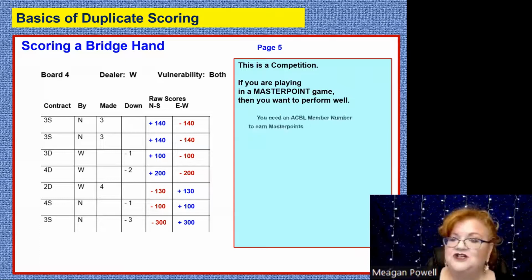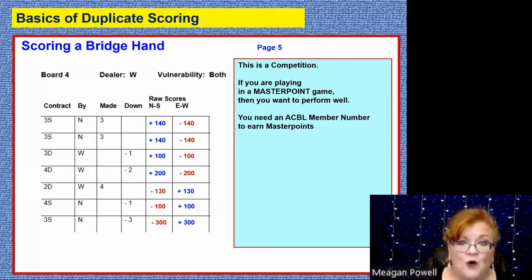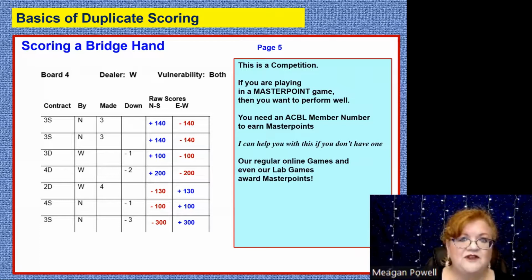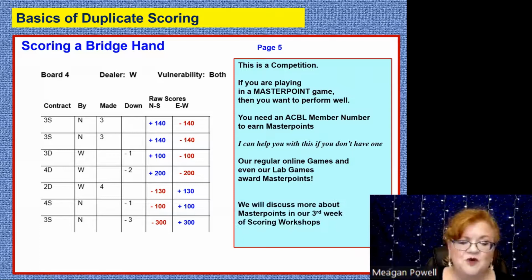This is a competition. So we'll talk in 2 weeks about, if you're not already playing in our low level sanctioned games, whether or not you want to get into this competitive aspect. I'll talk to you about having an ACBL member number and help you with that if you need one. You can even start doing this very soon. I'm getting a lot of you ready to start doing this. And we'll discuss more about these Master Point Awards 2 weeks from today.